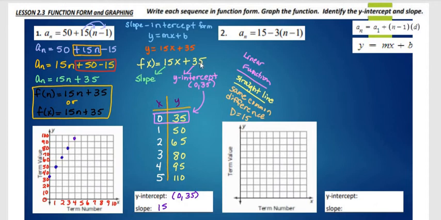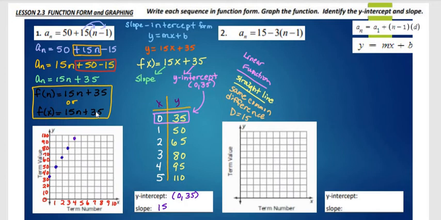When I look at the y-intercept right here, this is where you actually began. You began at (0, 35), which is what you have right here. So when you write the y-intercept, your 0 is going to be in the x place and the 35 is in the y. The slope is 15. So it is a linear function. It's a straight line. It has the same common difference of 15. And you can write it either way.